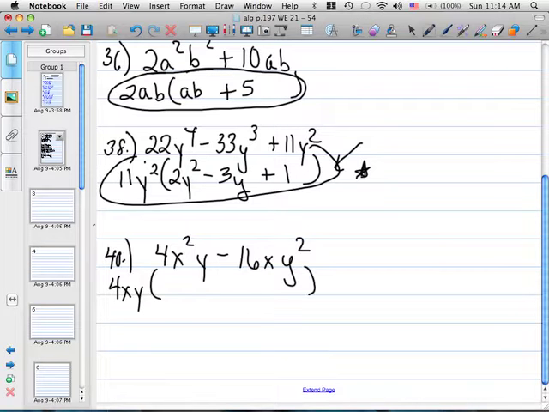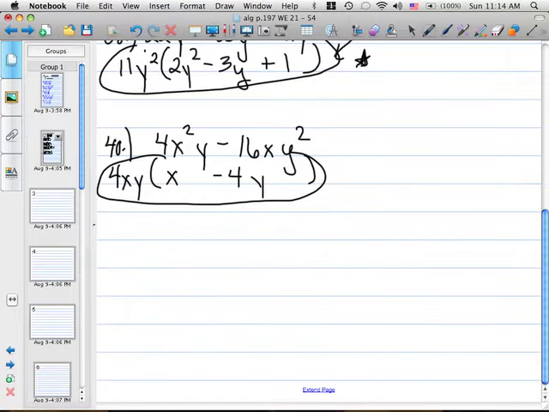38, we have 22y to the fourth minus 33y cubed plus 11y squared. Greatest common factor, 22, 33, and 11 is 11. And they all have y's, and the smallest power of the y is to the second.